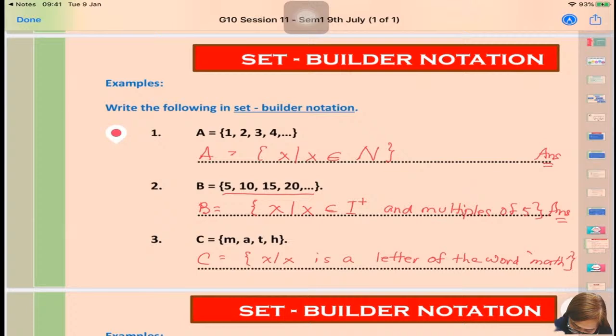M-A-T-H. I am so sorry for my handwriting. It is not that nice. But I hope that you will understand what I am saying and what I'm writing. I am not good at writing words. Sorry. Okay, next is this.